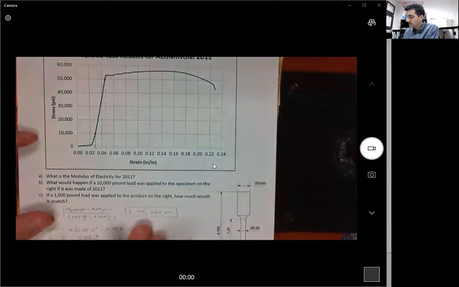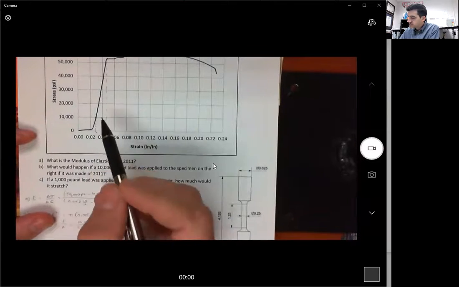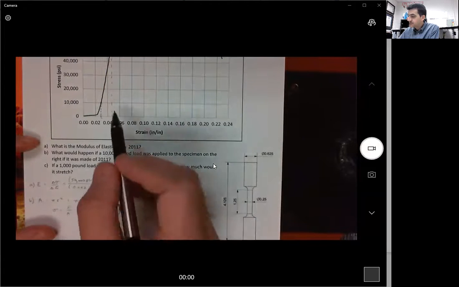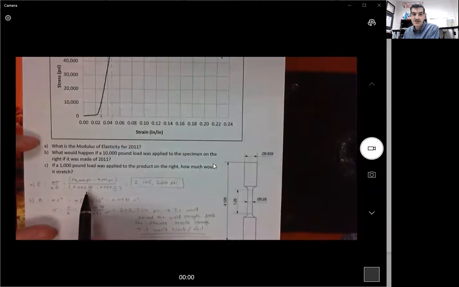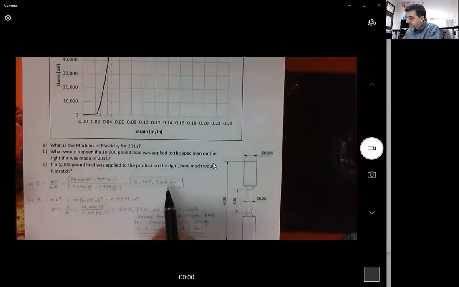To calculate the slope, I take the rise over run, or the change in stress divided by the change in strain. So my change in stress is 50,000 PSI minus 10,000 PSI, and my change in strain between those 2 data points is 0.043 inches per inch minus 0.024 inches per inch. When I plug those into my calculator, my result is 2,105,260 PSI, or about 2.1 million PSI, which is probably pretty realistic for most kinds of aluminum. So that's probably in the right ballpark.